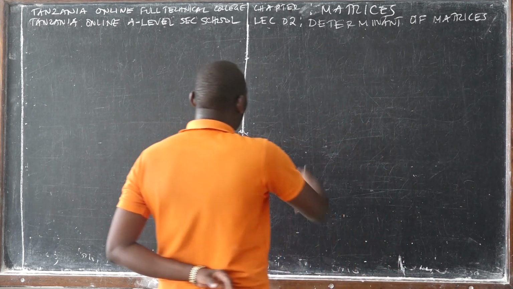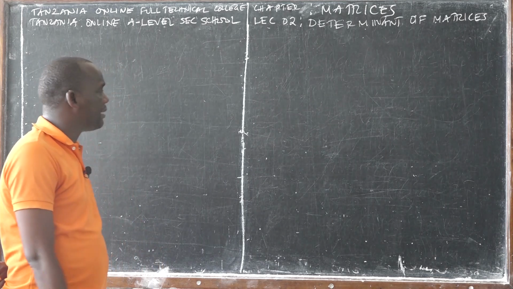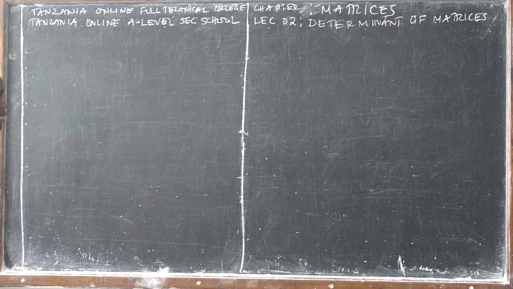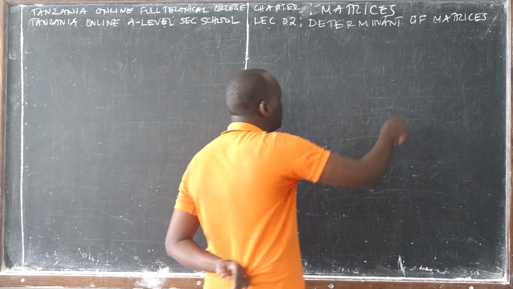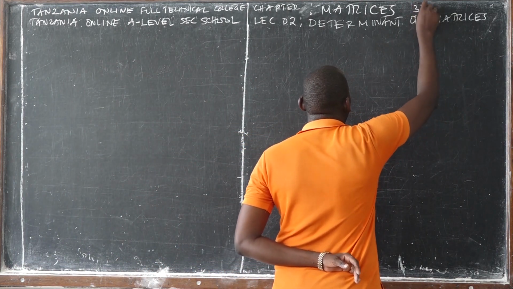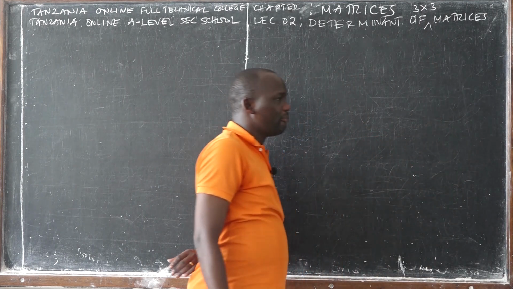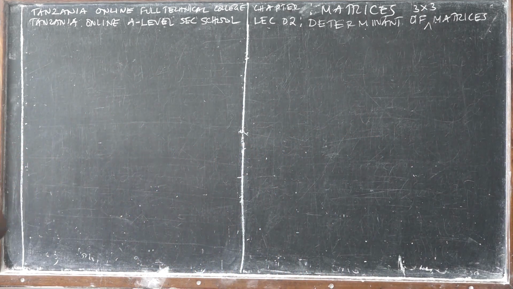This chapter, sometimes called Algebra for advanced pure mathematics, is called matrices for ordinary diploma students. This is all about linear algebra. We are going to focus on lecture 2, about determinants of matrices, focusing on the 3 by 3 matrix. We'll start with the introduction concept, but actually dive into the 3 by 3 matrix.